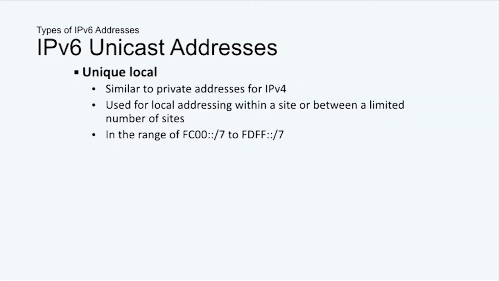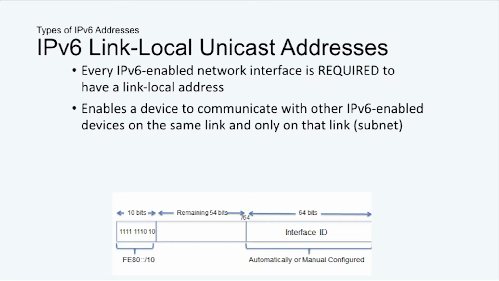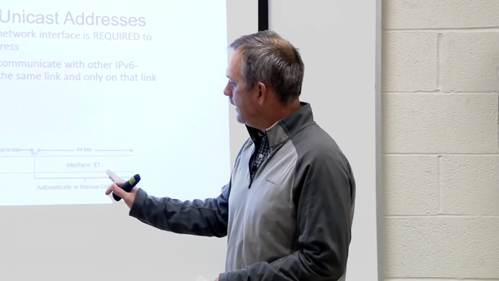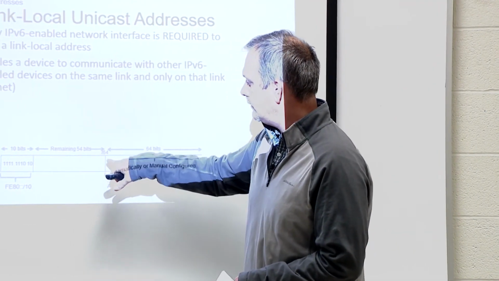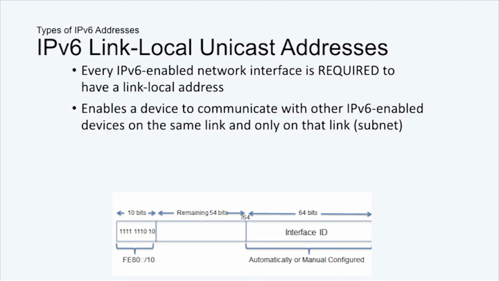And then a unique local address is theoretically similar to a private address for IPv4. It's used primarily for local addressing within a site or between a limited number of sites. They're distinguishable by the same beginning of FC00 to FDFF with a prefix of /7. The composition of every IPv6 address remains the same. We would normally divide our IPv6 address prefix from interface ID at the 64th bit, denoting the /64 prefix.